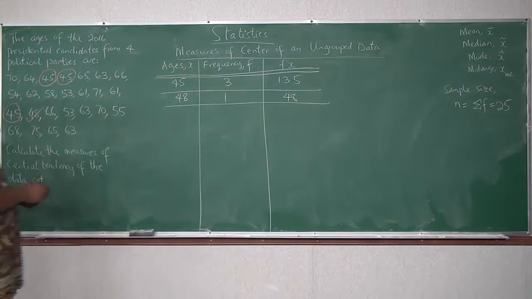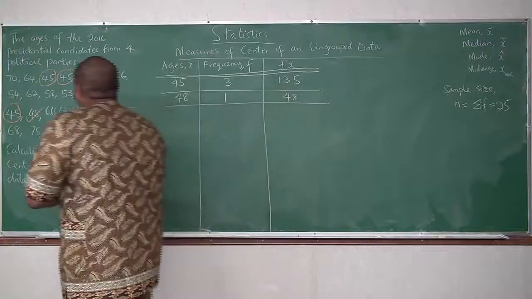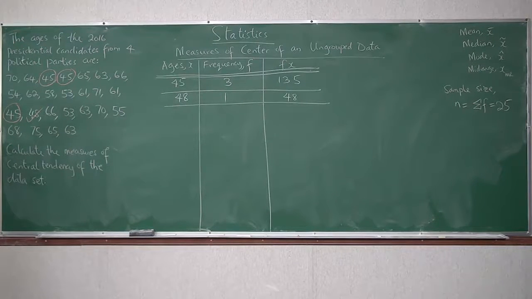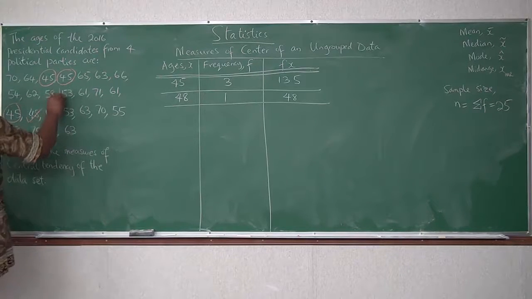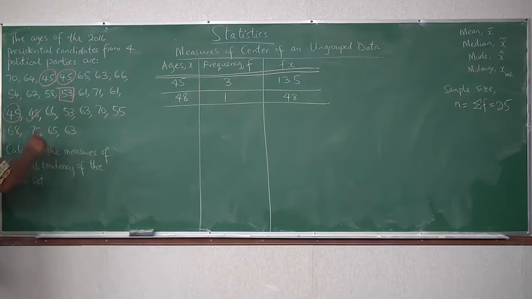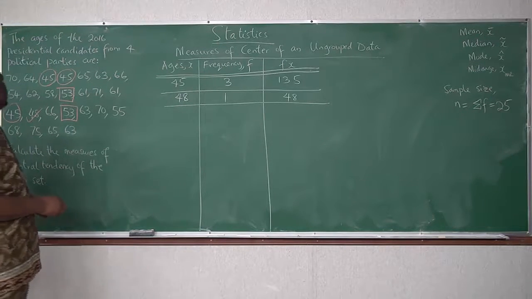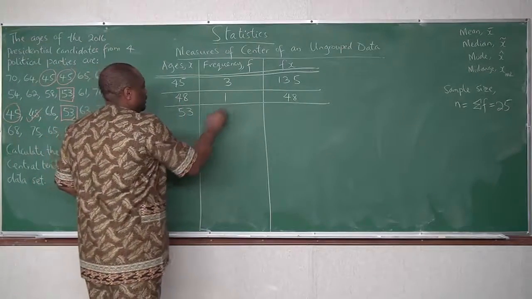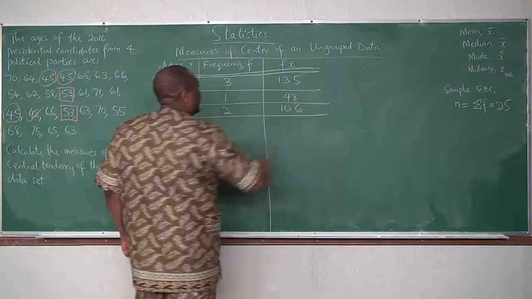Then 49, no. 50, we don't have 50. 51, no. 52, we don't have 52. 53, we have 53, and let me use a square for 53. 1, 2. 53 is 2. 2 times 3 is 6. 2 times 5 is 10.